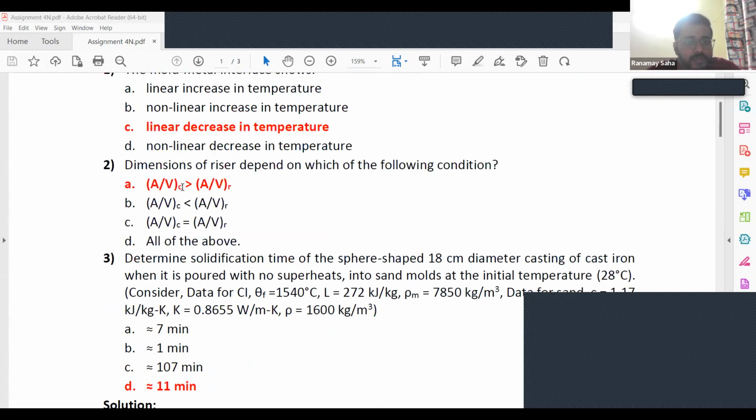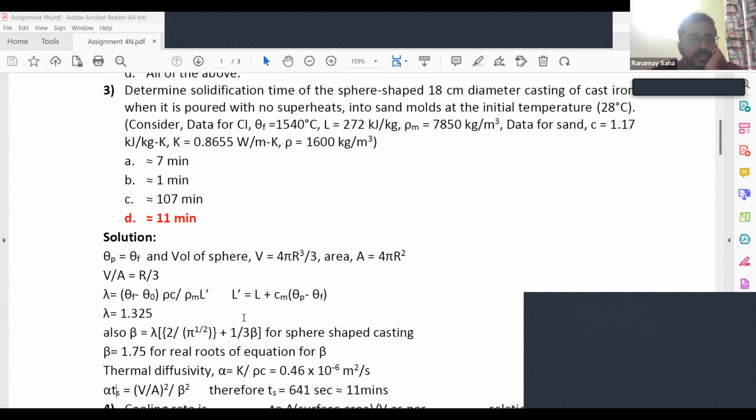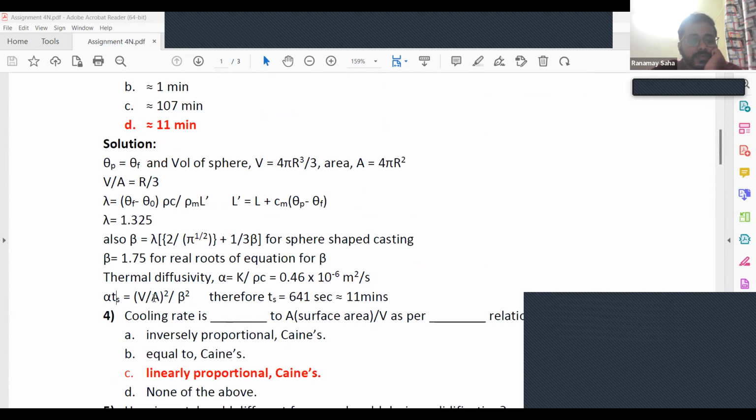So in that question, I hope you know that A by V, this ratio gives you the cooling characteristics. That is the parameter which determines the riser design, the shape of the riser, which indirectly gives you the optimal riser design. Now, in this third question, I hope it is clear. You have to just find out the casting modulus and then find out the two non-dimensional constants from the given data. Plug it in this equation, and from that you can find the solidification time.